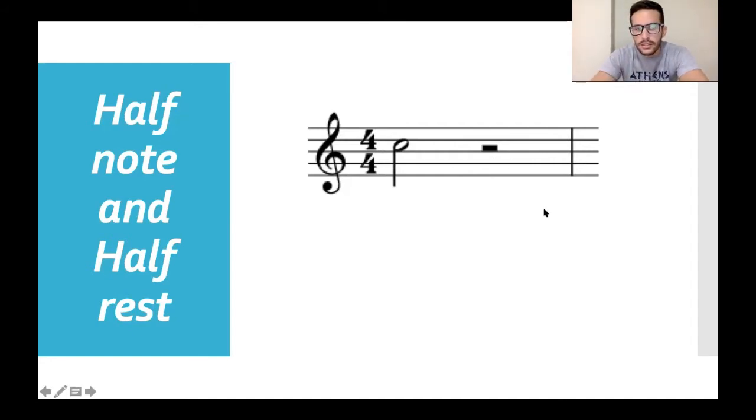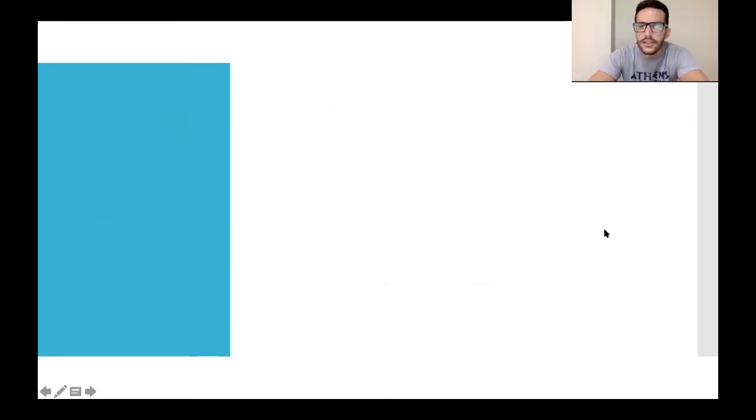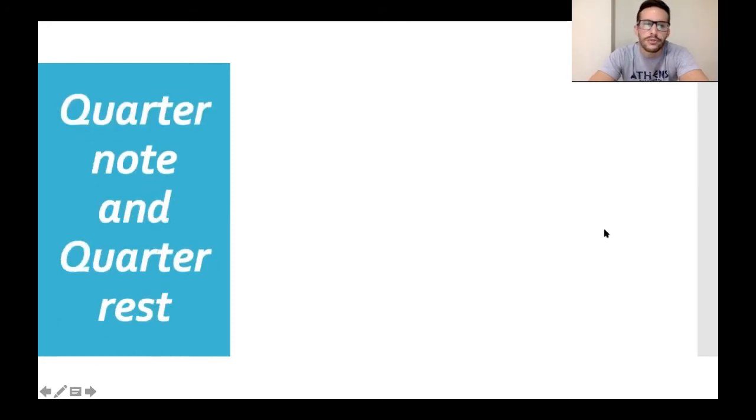As with the whole rest and the whole note, these two also have a value, okay? And it's the same for both of them. Both are worth 2 beats, okay? Let's continue with the next figure. The next figure is the quarter note and the quarter rest.